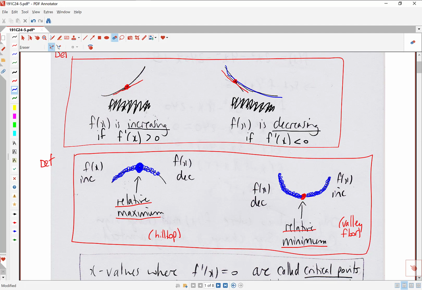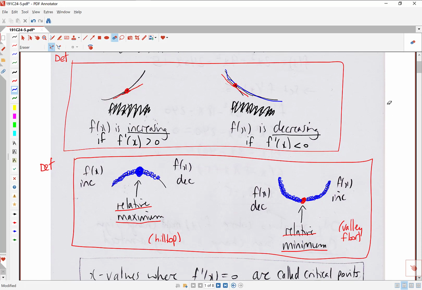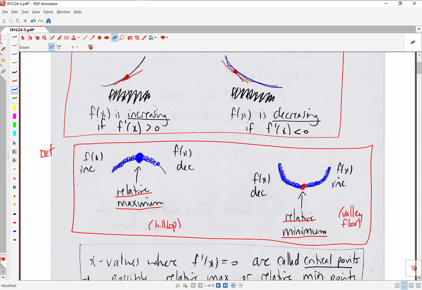Remember that the title of this section was called Sketching Polynomials. The title is a little misleading because these days, if we want to sketch a polynomial, we just hop over to Wolfram Alpha, type in the equation of the curve, and Wolfram Alpha spits out a graph. So it's not actually the graph of the polynomial that we're so interested in. It's actually finding these relative maximum and relative minimum points on the curve.